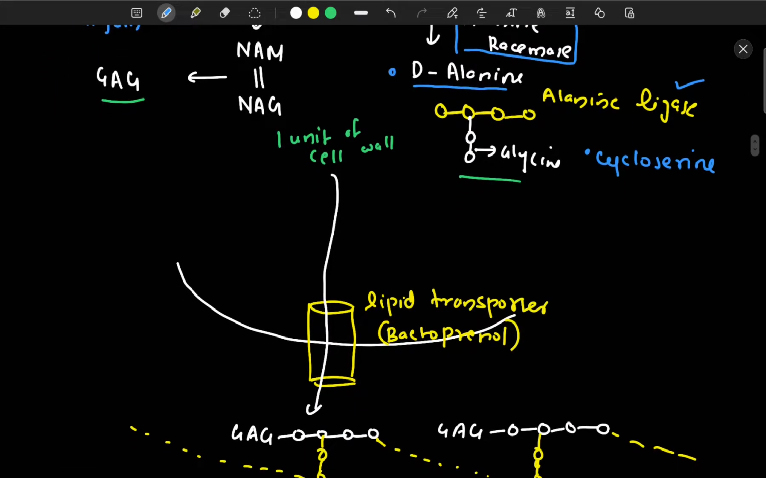Now there is a drug which is called bacitracin. So this bacitracin inhibits bactoprenol, so that it blocks the transport of the unit of the cell wall outside the cell membrane.